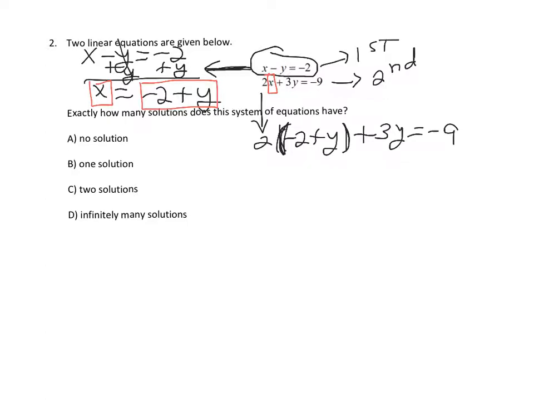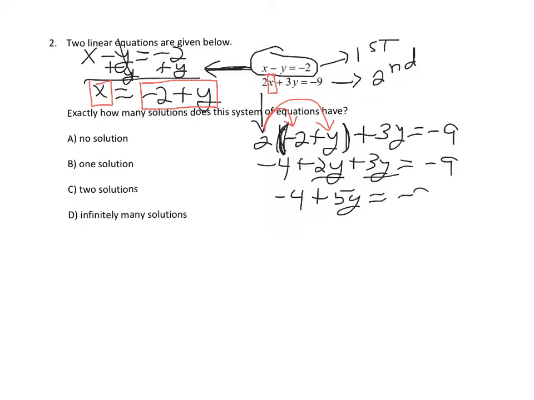So here we need to distribute, right? We distribute 2 into the terms inside of the parentheses. So 2 times negative 2 is negative 4. 2 times y is positive 2y. And bring down the rest of the equation, plus 3y equals negative 9. And you combine like terms. 2y plus 3y is 5y, so we have negative 4 plus 5y equals negative 9.